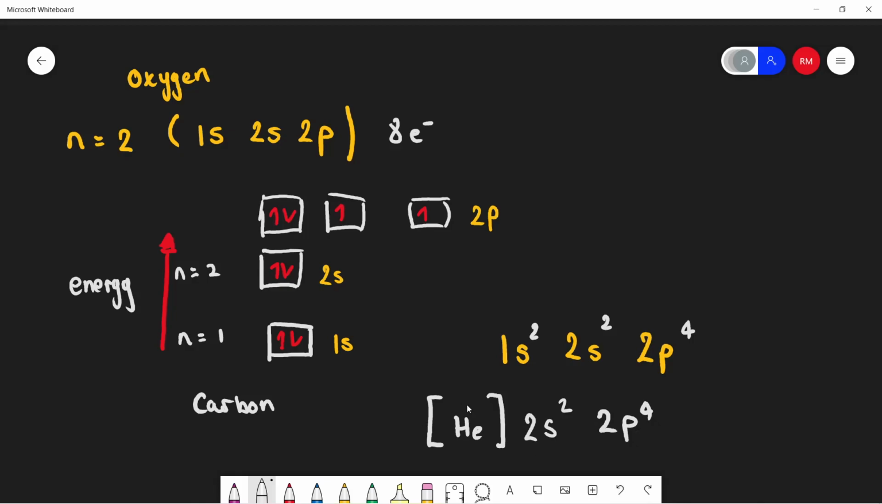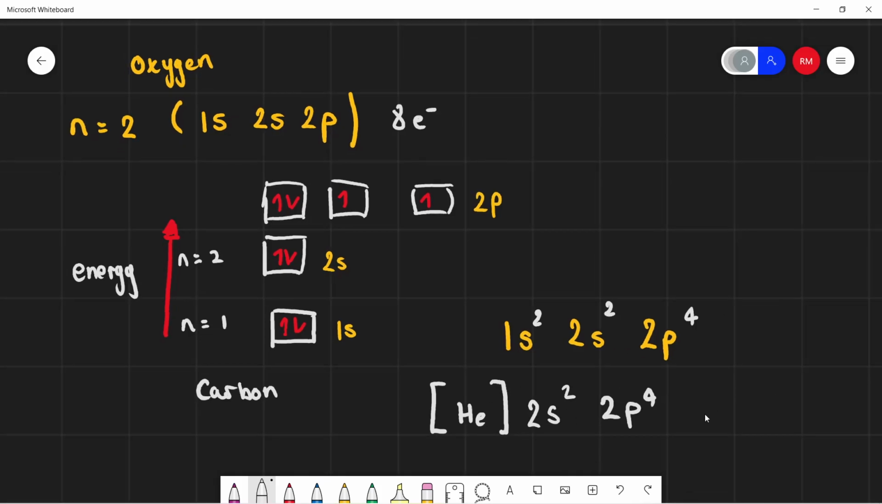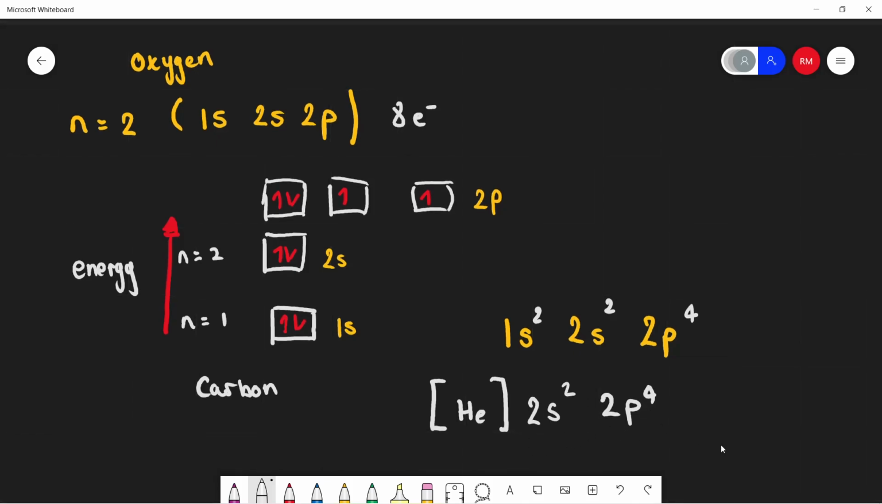Right, so our largest noble gas configuration can be written as the noble gas, and then the rest of the configuration that does not satisfy a noble gas, you leave as the same.